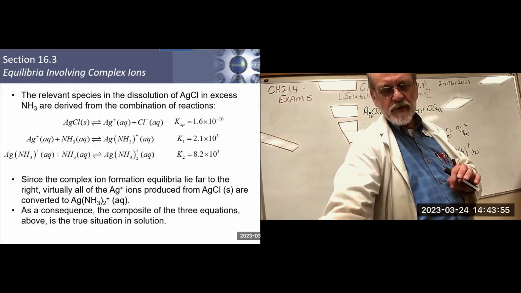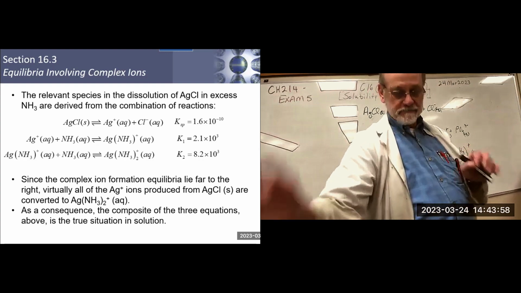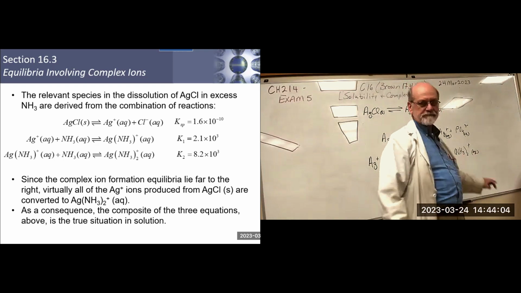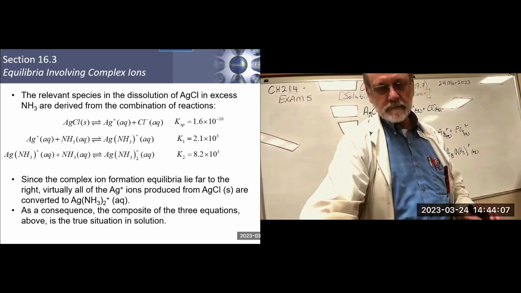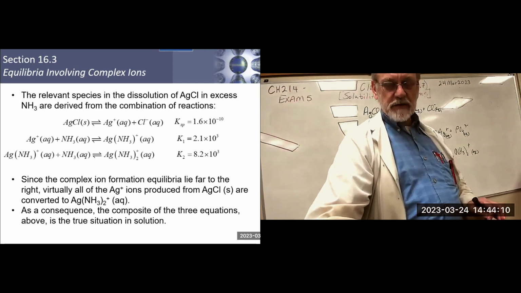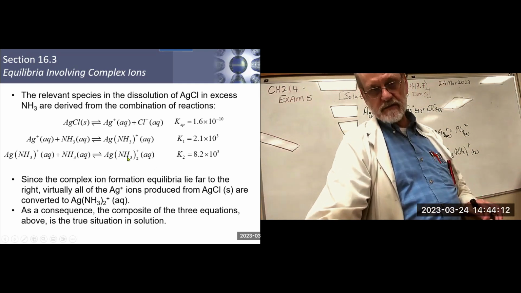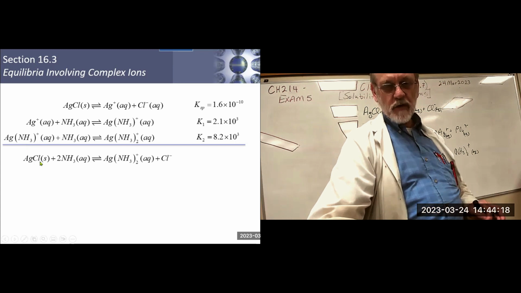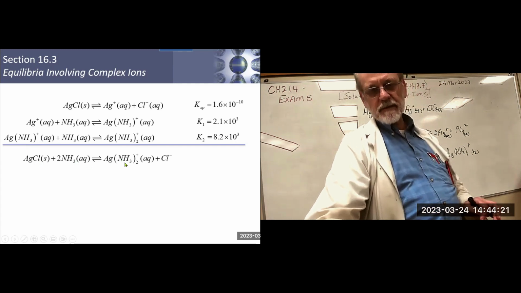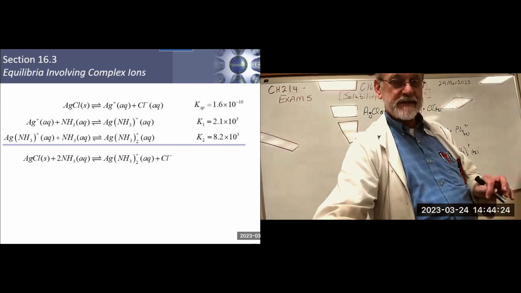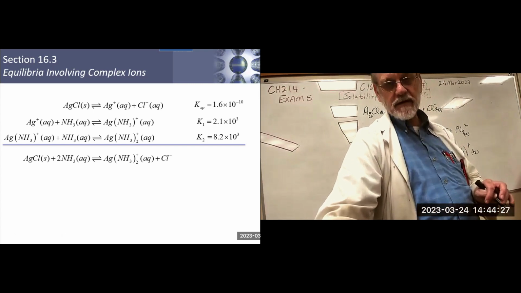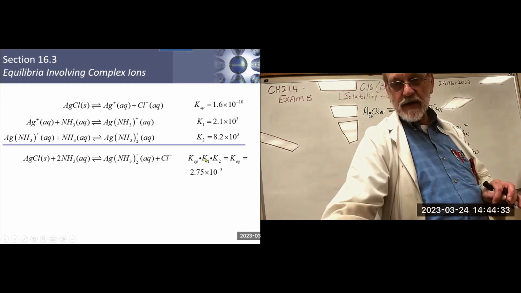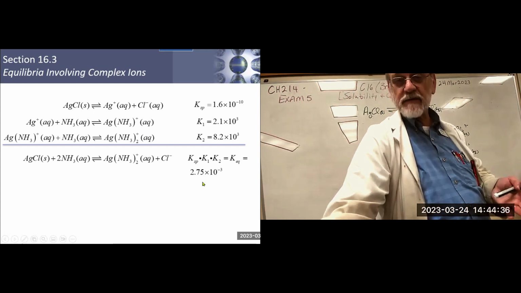Virtually all of the silver ion produced from silver chloride is converted to this complex ion. That's good. So as a result, if we composite all three of these, then what do we get? There they are. Silver chloride plus 2 ammonia yields diamine silver(I) and chloride ions. And the K value is, multiply these K's together and you get 2.75 times 10 to the minus 3.